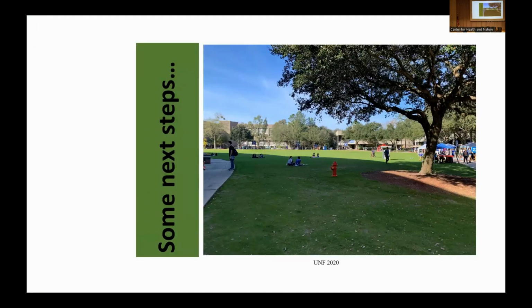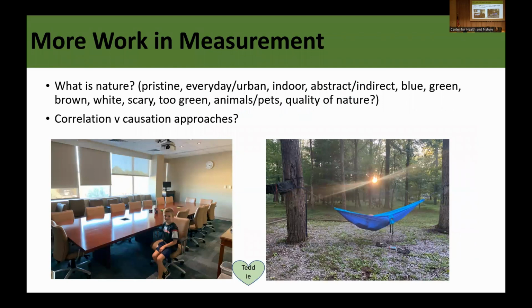So some next steps, some things that I'm interested in continuing thinking about, and I hope others continue as well. More work in measurement. I kind of alluded to this in the assumption. What is nature? What about animals? What about pets? We think about the biophilia hypothesis and weigh a lot on that, but a lot of times we focus only on landscape and we focus only on aesthetics, what our eyes can see. And I think nature may be more than that. So when we think about measuring, I think those things are important to consider.